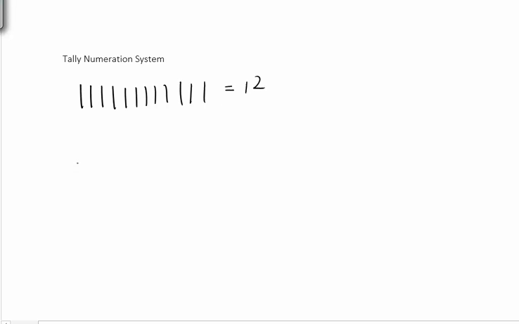After they used this system, they actually implemented the change where every 5th unit, they put the slash in there. And so this is what we consider to be the tally system to look like that.